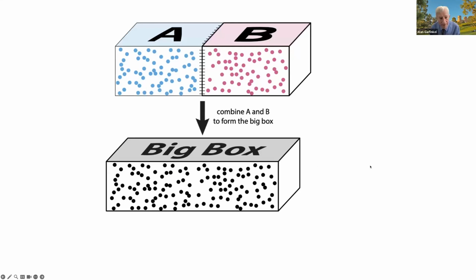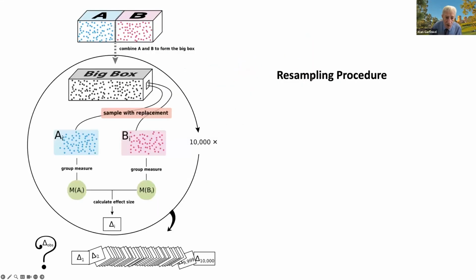Then we do what's called resampling, or sometimes bootstrap. We take this big box of A and B combined, and we sample a pseudo-A and a pseudo-B at random with replacement out of the big box. This is two random samplings from this distribution. Let's calculate the effect size there. Let's call that delta sub 1. Okay, that's one estimate. Let's repeat that 10,000 times.